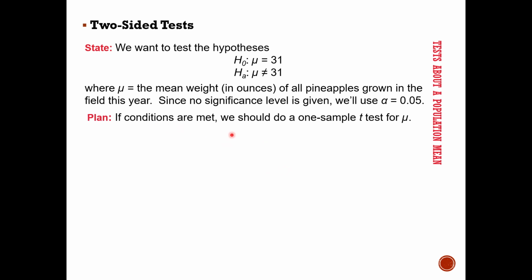So if conditions are met, we're going to do a one-sample t-test for mu. Now remember, again, we're using that state, plan, do, conclude model. State is where you put down your hypotheses and your significance level. Plan is where you tell us what kind of test we're doing. So in this case, a one-sample t-test for mu.